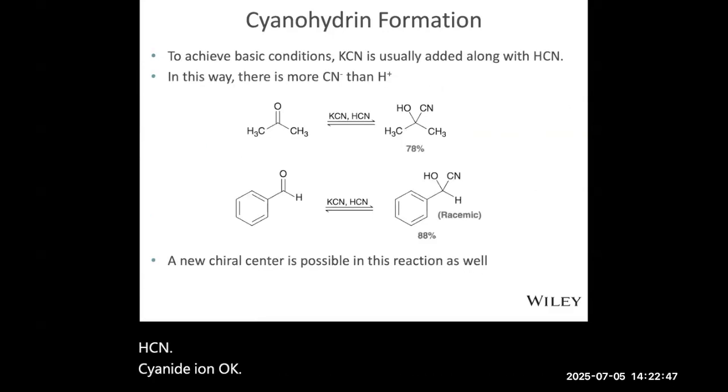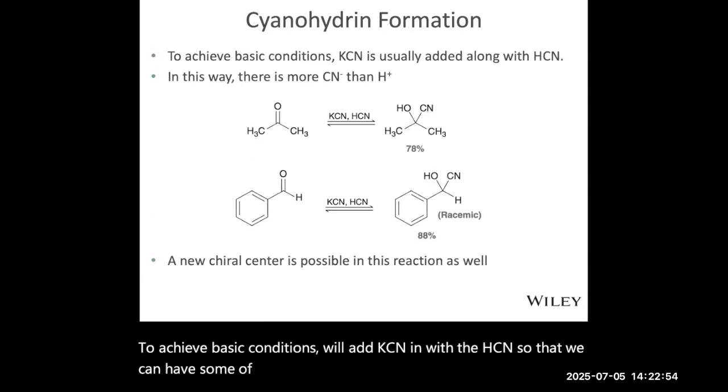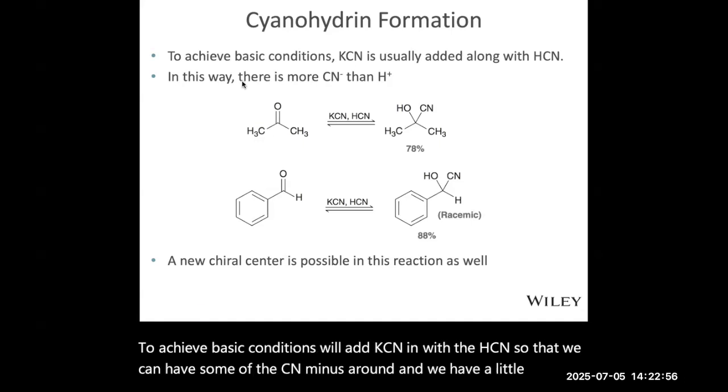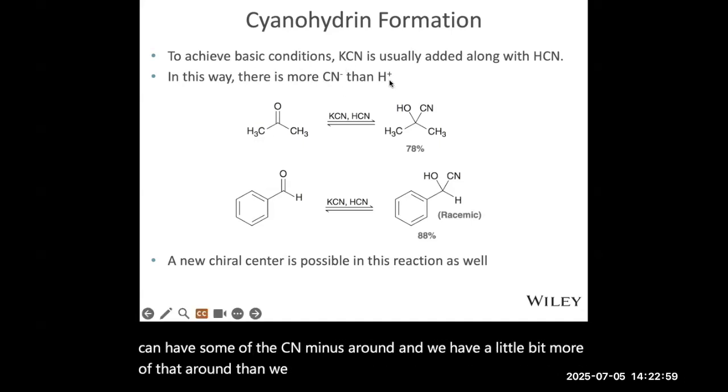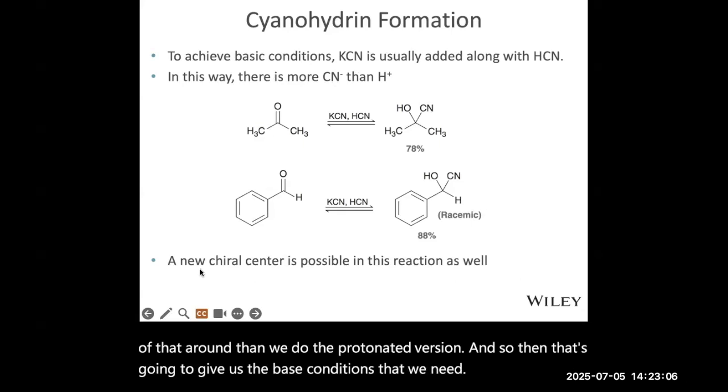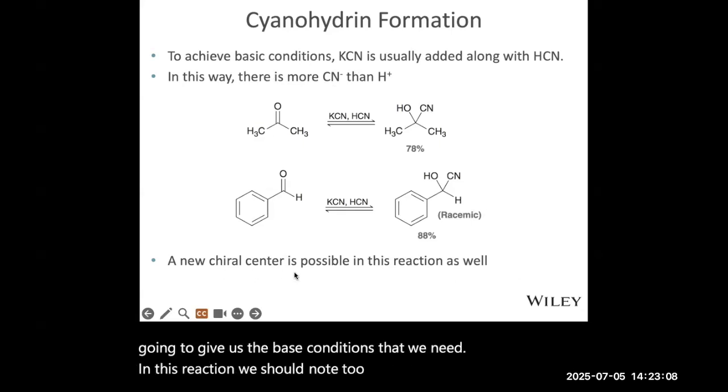To achieve basic conditions, we'll add KCN in with the HCN so that we can have some of the CN minus around. And we have a little bit more of that around than we do the protonated version. And so that's going to give us the basic conditions that we need. In this reaction, we should note too that a new chiral center is formed.